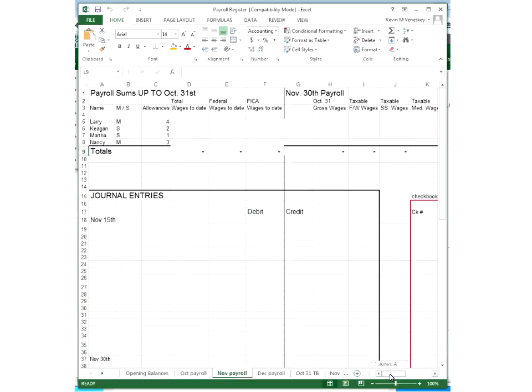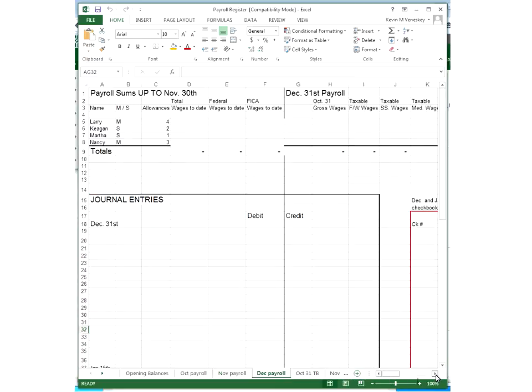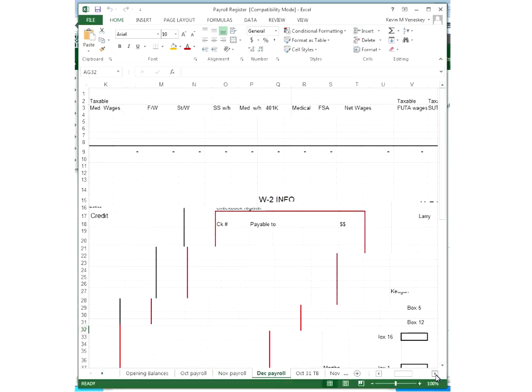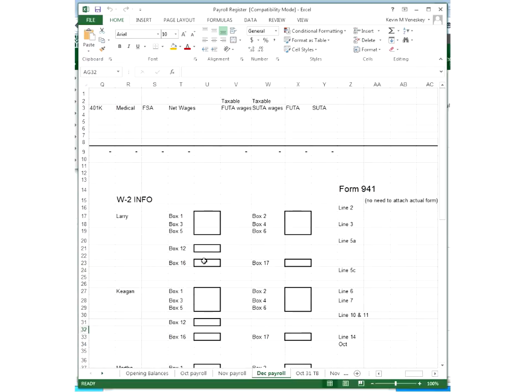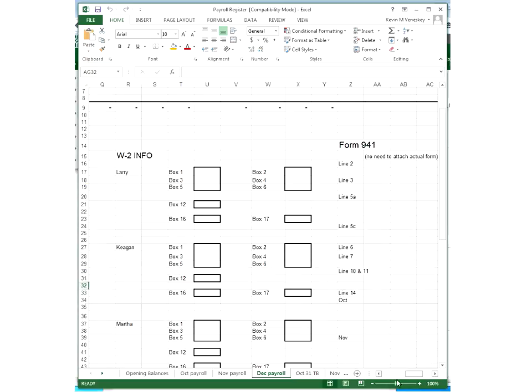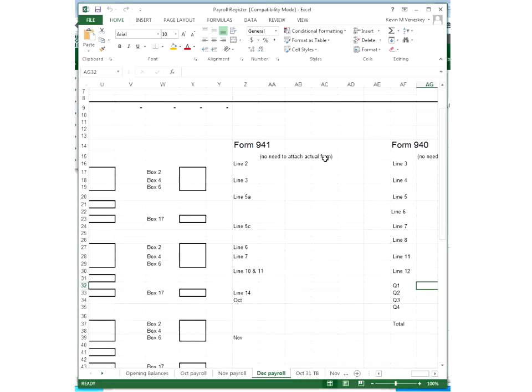And then notice I don't have anything else out here for the month of October. Same with November. I just stop here at the checkbook. But when December comes around, that's where we have all the final totals that need to be put in. So not only do we have the checkbook register, we also have what should their W-2 look like now. When I send those out for Larry, what should be in box 1, and for Keegan and Martha.